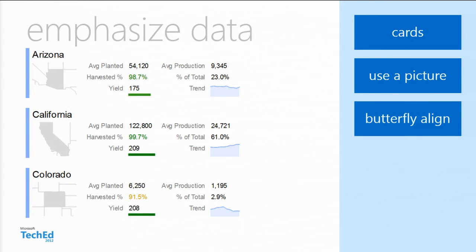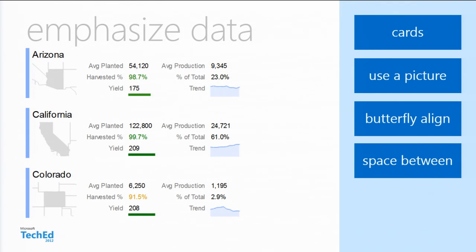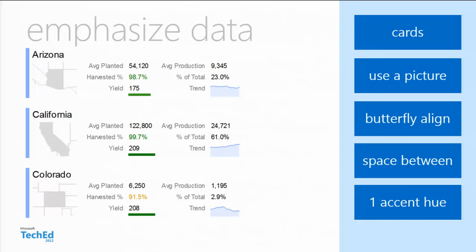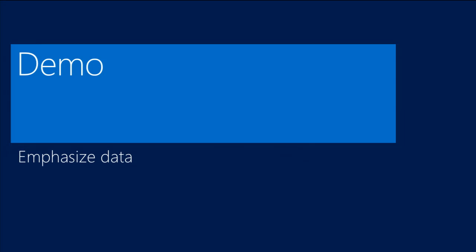Butterfly align the fields. What I mean by that is the field labels are right aligned, the field values are left aligned so that they kind of align and touch each other. And then include some space between the cards, so that it's more readable. And again, if you're going to use an accent color, stick with one. Don't use too much color that doesn't mean anything. Okay, so let's switch over to a demo for that.